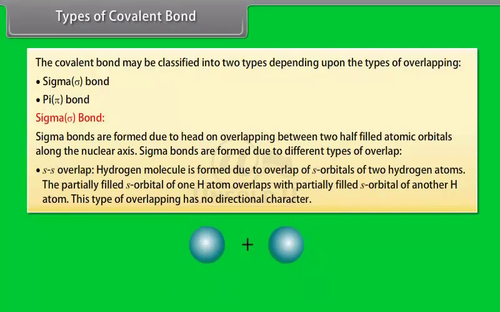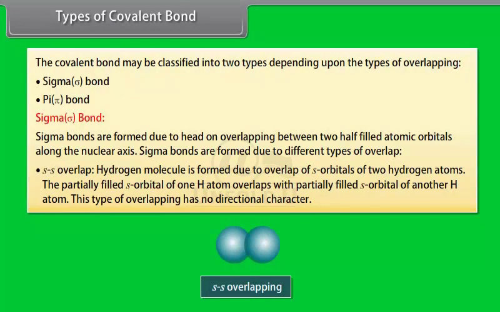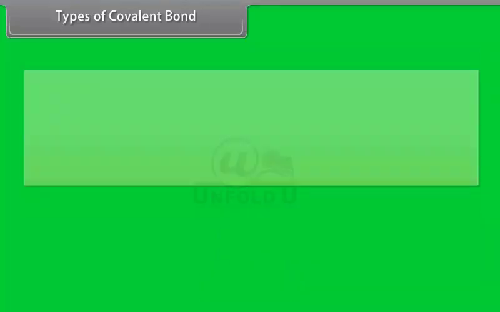S-S overlap. Hydrogen molecule is formed due to overlap of s orbitals of two hydrogen atoms. The partially filled s orbital of one H atom overlaps with the partially filled s orbital of another H atom. This type of overlapping has no directional character.